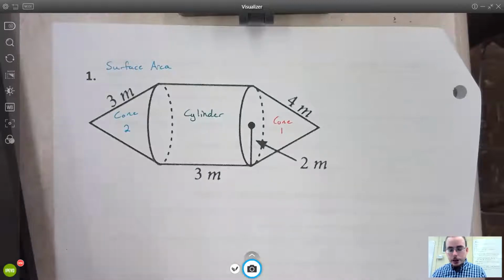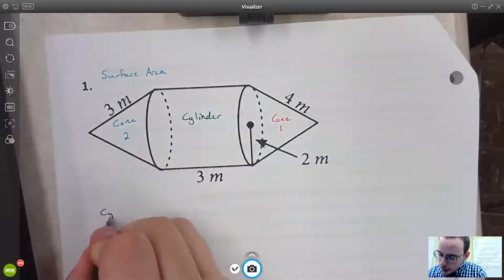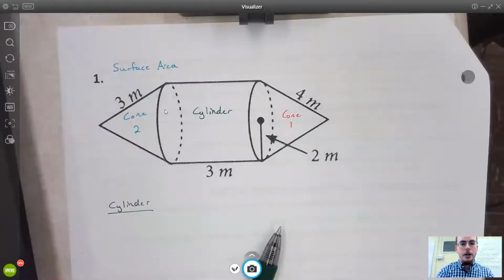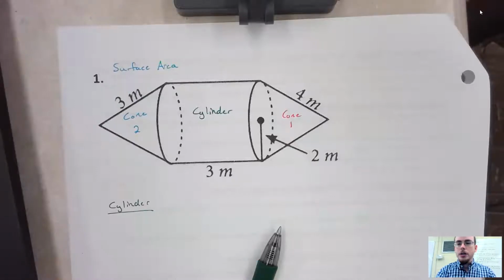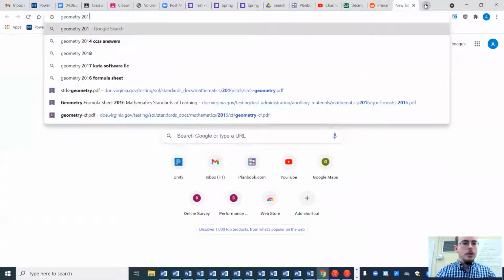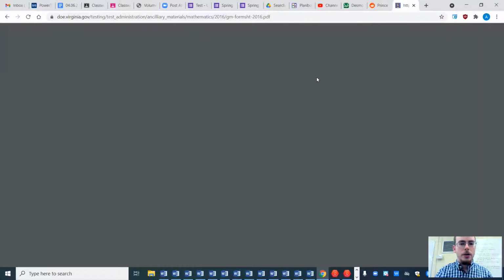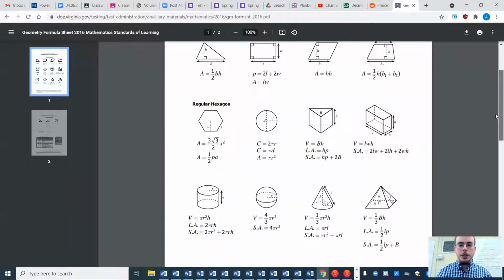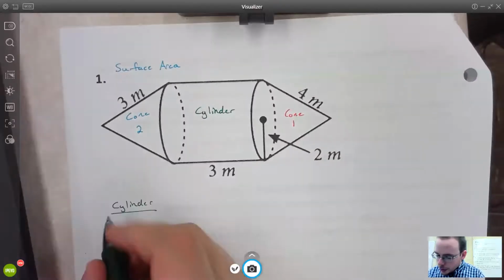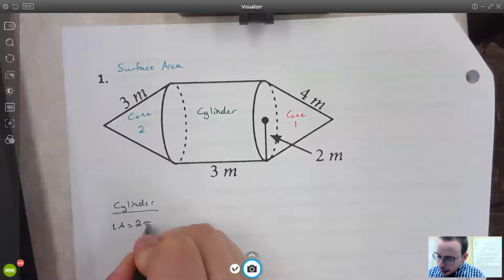Okay, so the lateral area for a cylinder, I'm just going to show you where you can find that. There is a formula sheet that you will be given on the end of course test. So here we've got a cylinder. Our cylinder would have a lateral area of 2 pi RH. So we need our radius and we need a height.